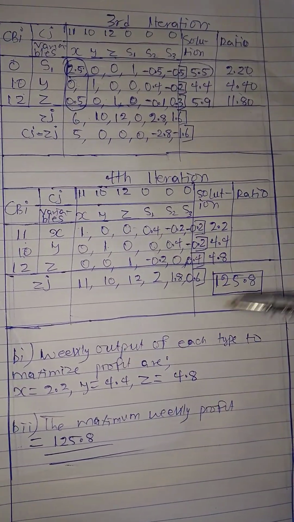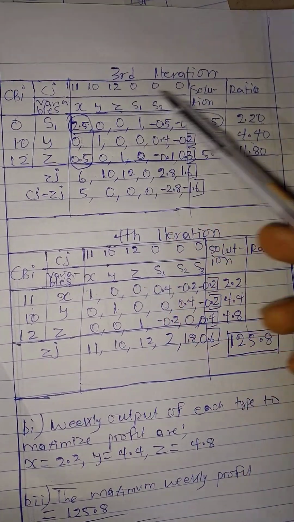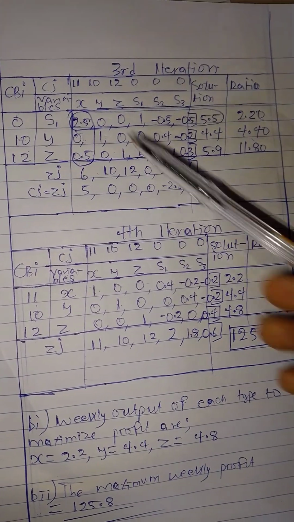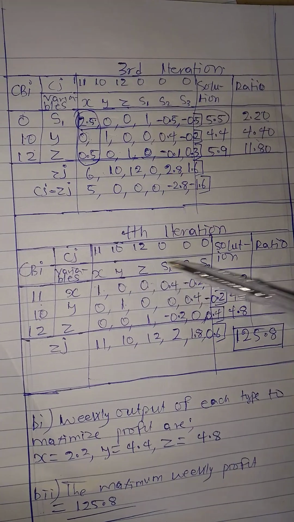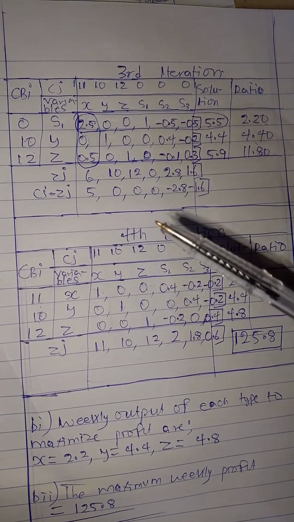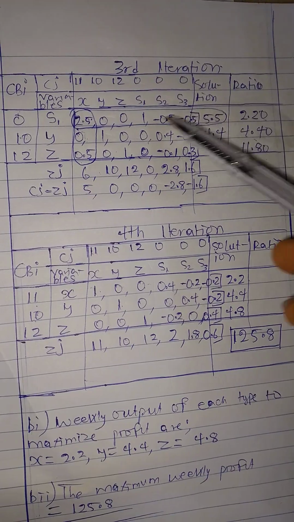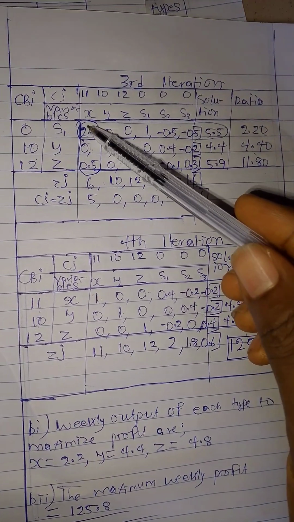Drawing my tables, repeating the same variable, repeating the same coefficients, which are 11, 10, 12, 0, 0, 0, and also repeating the same variables, which are x, y, z, x1, x2, x3. Okay, so what next? If you now consider this row and this column, what is the key element? The key element here is 2.5.